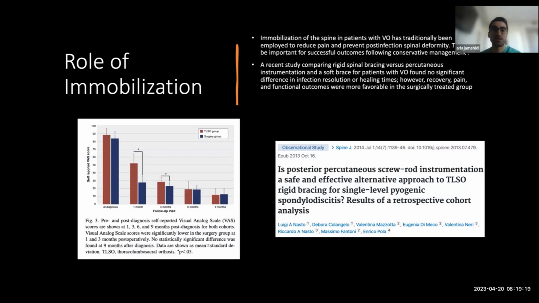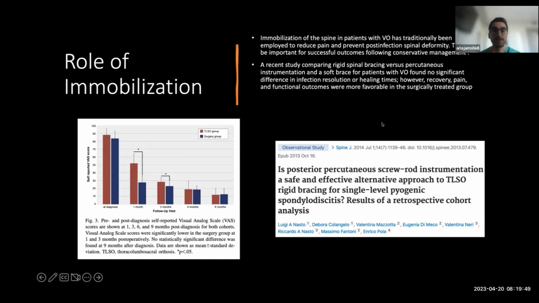Now, in terms of the role of immobilization, which means not instrumenting them, using either just a TLSO brace or LSO brace in addition to antibiotics, there is a role for this. And I think you just have to be careful who you sign up for this type of conservative management. Obviously, it can't be someone with a significant kyphotic deformity. It can't be someone with a lot of bony lytic destruction in their spine or mobility on flexion extension x-rays. It really has to be reserved for a specific cohort of patients.